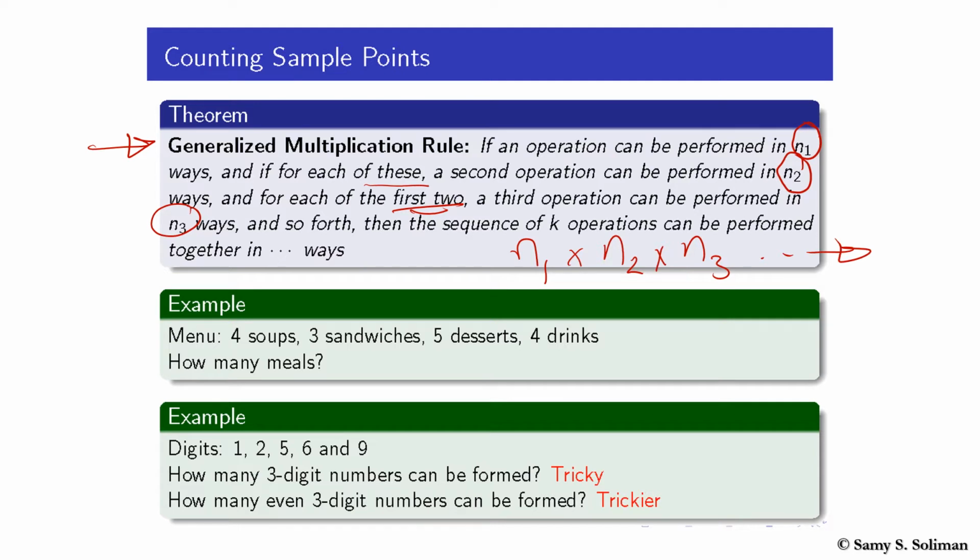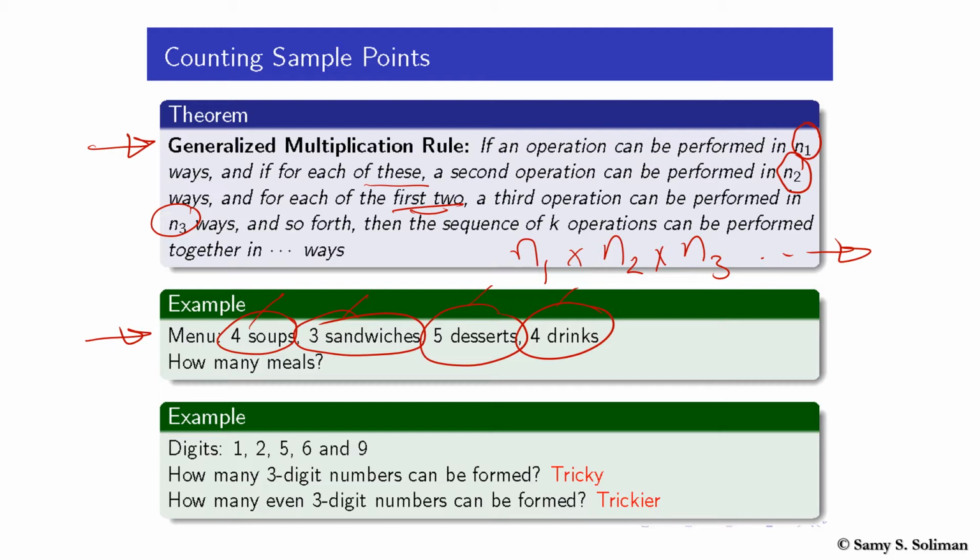So a simple example for that: if we have a menu with 4 types of soups, 3 types of sandwiches, 5 types of desserts, and 4 types of drinks, how many meals can be formed from this menu? If I go to that restaurant and order a meal which includes one of each of these 4 items, what is the number of possibilities of forming such meals? So here I can choose any one of the 4 soup types.